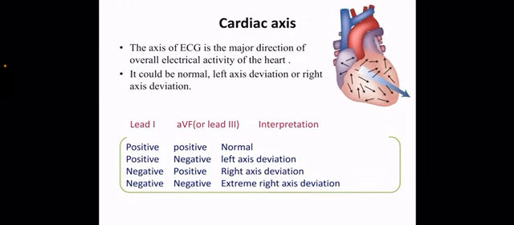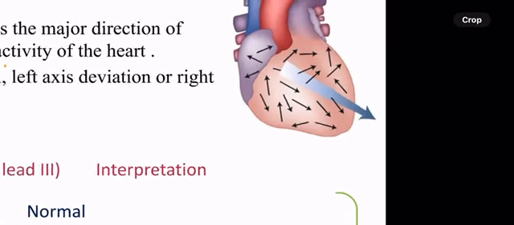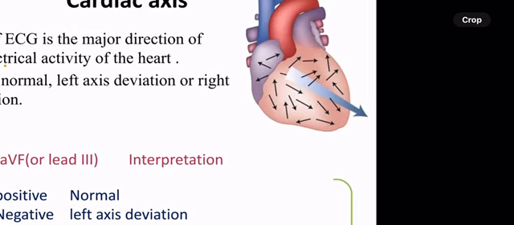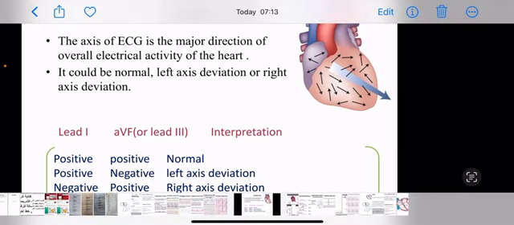What's cardiac axis? We discussed the cardiac axis of the heart, and we have axis deviation. This is the normal cardiac axis. If it goes away from that toward the left, it's called left axis deviation. Going towards the right, it's called right axis deviation. If it is within the normal range, it's called normal axis.